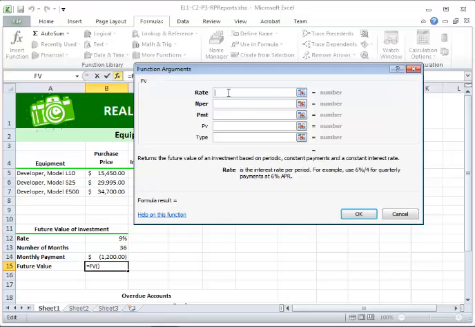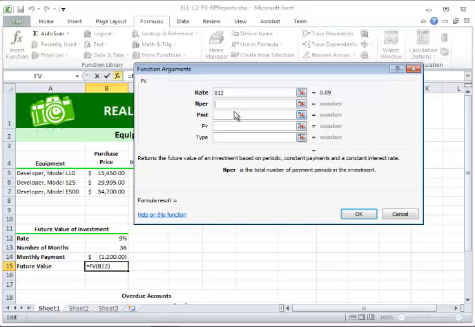I click on the box for the rate, so that is where the insertion point is blinking, and the rate is simple. You just go ahead and click on B12. Because my insertion point was blinking in this box, when I click on the cell, it adds the cell reference of the cell that I just clicked.